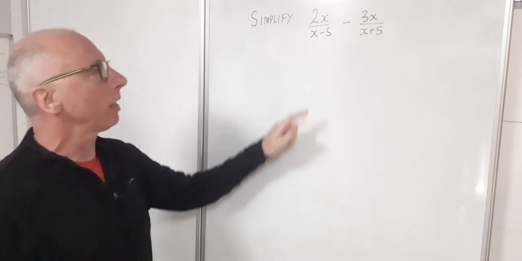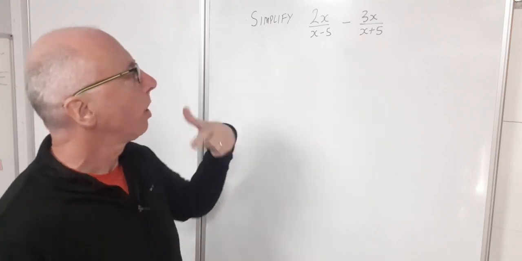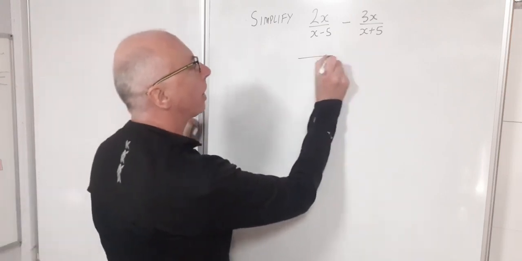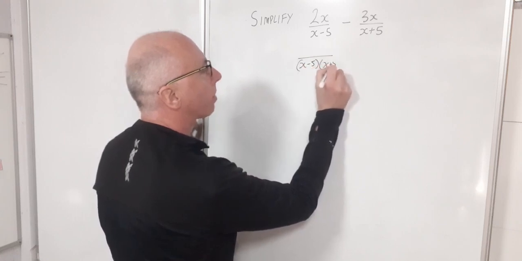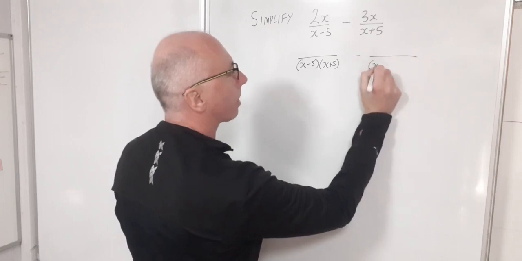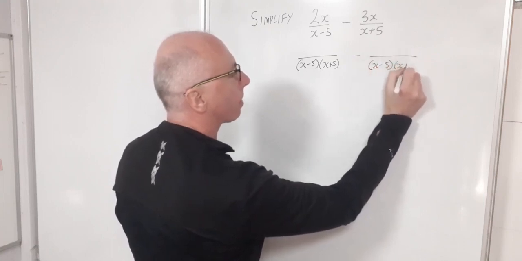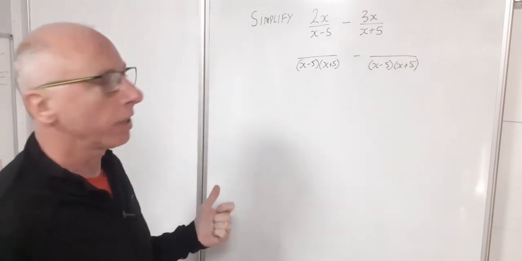So what we'll do is, as one is x minus 5 and the other is x plus 5, we'll just call them both x minus 5 and then the other one x plus 5. And then the same here, I'll have x minus 5, x plus 5. Okay, now let's take each one in turn.